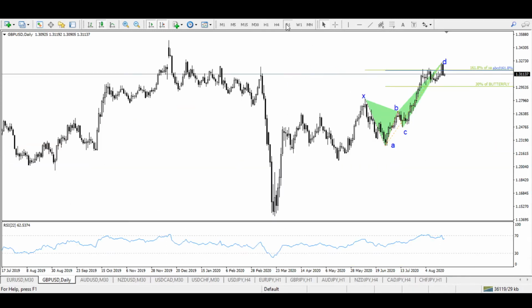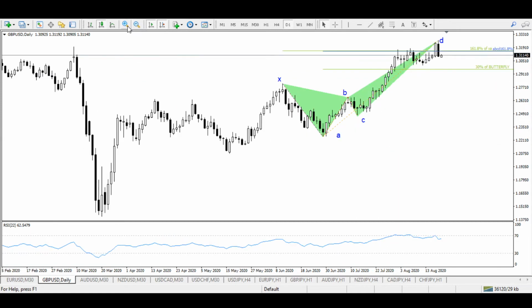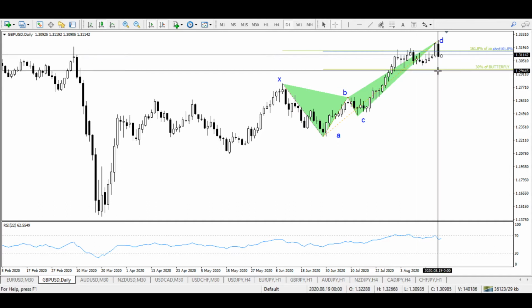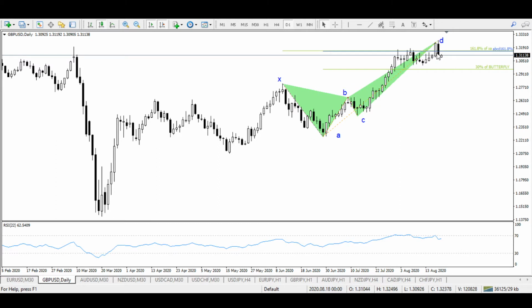Hi fellow traders, I'm making this video to share my trading plan of GBP USD with you. Just like Euro USD, we got a false breakout on GBP USD as well. So if you look at the candle of August 19, it actually almost engulfed its previous candle.